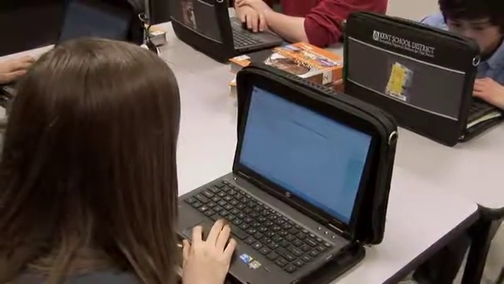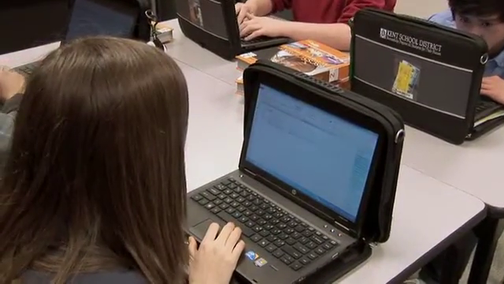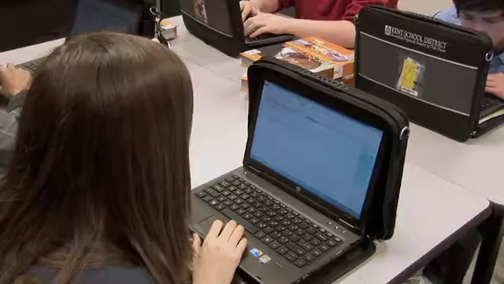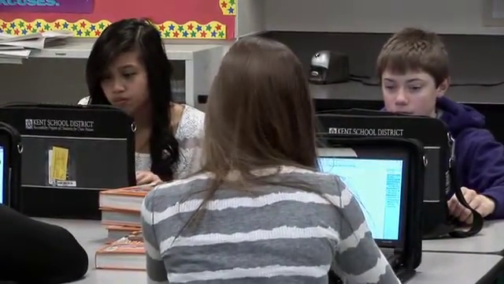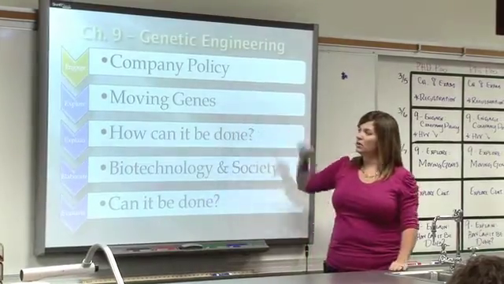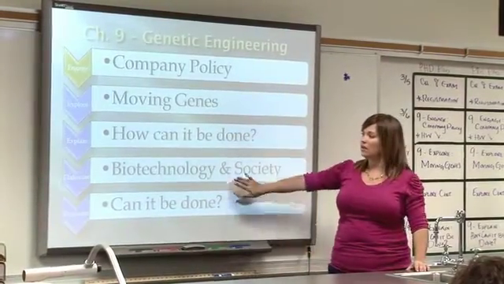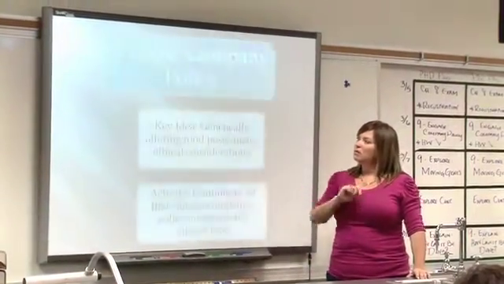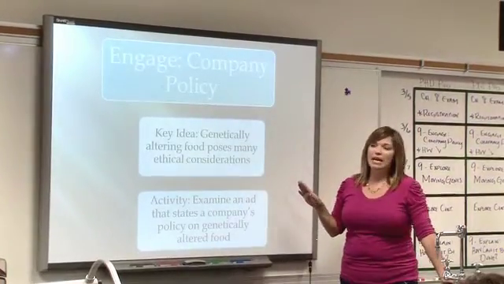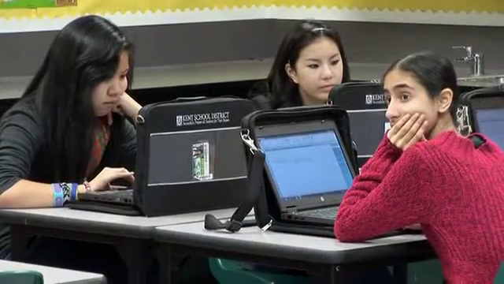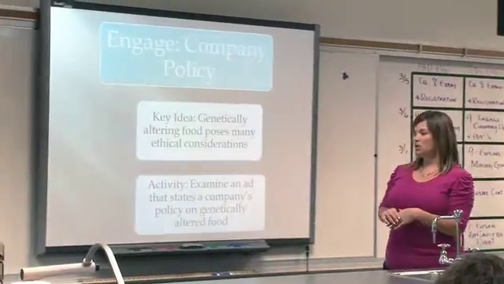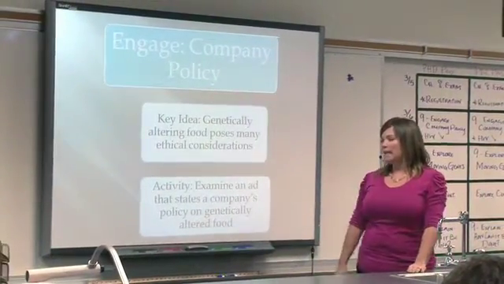The order that we're going through is just our regular E order. So today we're going to be starting on the Engage, and we're going to be working our way through the Explore, Explain, Elaborate, and Evaluate. But today we're just going to be doing Company Policy, which is our Engage. And so the key idea for today is that genetically altering food poses many ethical considerations. The activity that we'll be doing today is we're going to look at an ad.